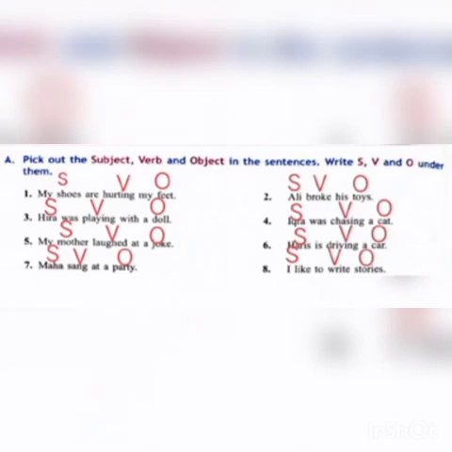Let's revise from the exercise. Write subject, verb, object under these sentences. My shoes are hurting my feet. Shoes are the subject, hurting is the verb, and feet is the object. Write SVO and revise this part carefully.